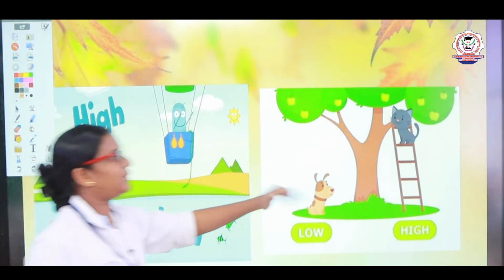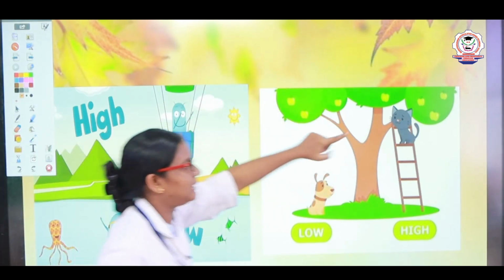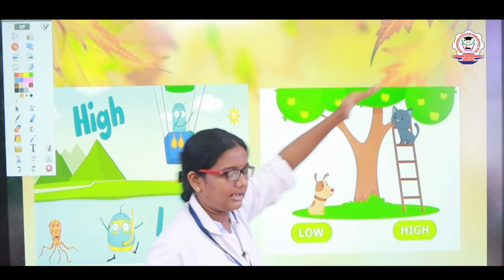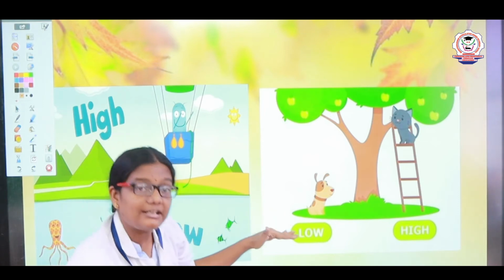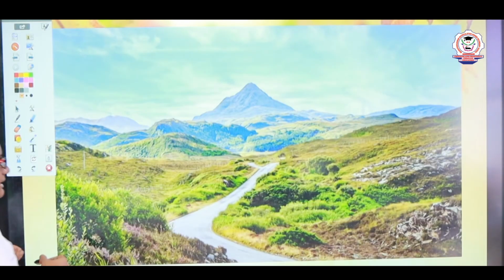Here is another example. Now we can see a cat climbing on the tree. The cat is on the tree, so it is in the higher level. But the dog is sitting under a tree. So this is the lowest level. Okay. Shall we see another example?